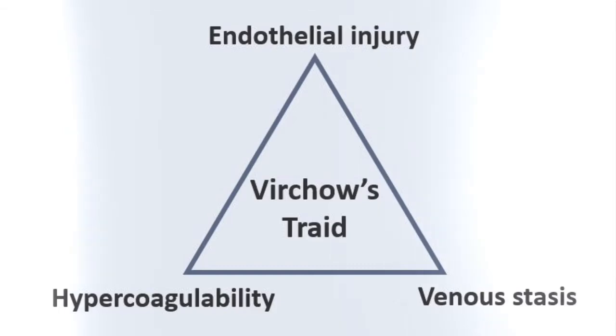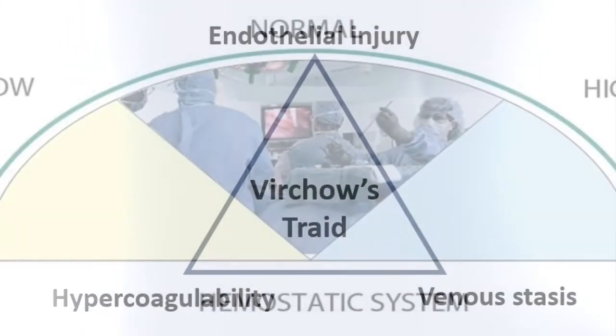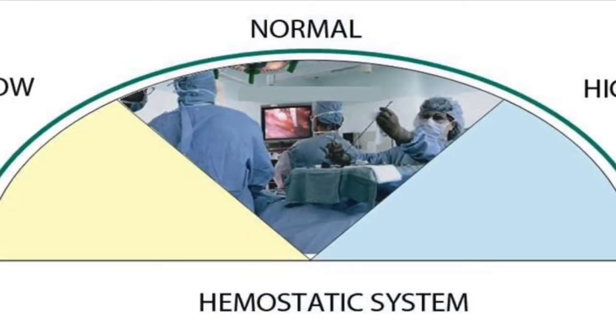According to Virchow's triad, we can conclude that the patient has high coagulability, change of vascular walls, but no slow blood flow. We can conclude by this that the patient has high activity of the hemostatic system.